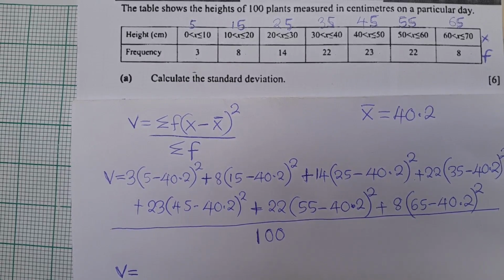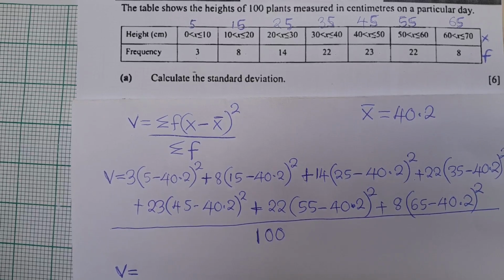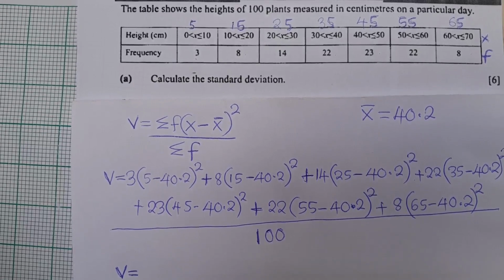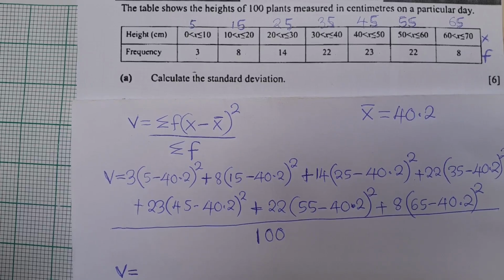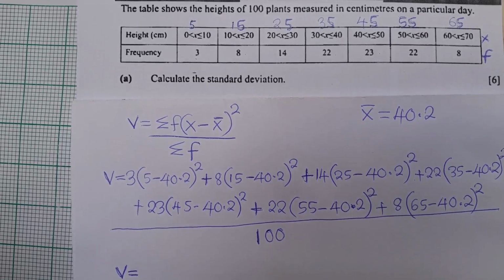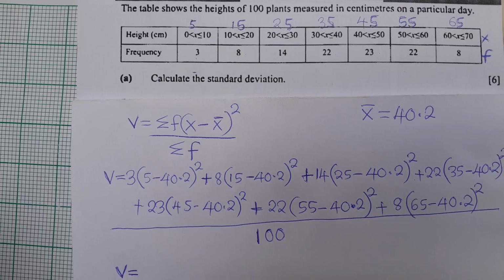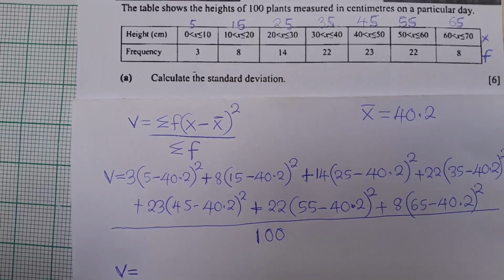Plus 8, open bracket, 15 minus 40.2 cross squared. Plus 14, open bracket, 25 minus 40.2 cross squared. Plus 22, open bracket, I'm here now. Hope you're able to follow. 35 minus 40.2 cross squared. Plus, I'm down now. 23, open bracket, 45 minus 40.2 cross squared. So just follow through. Plus 22, I've got 22, open bracket, 55 minus 40.2 cross squared.